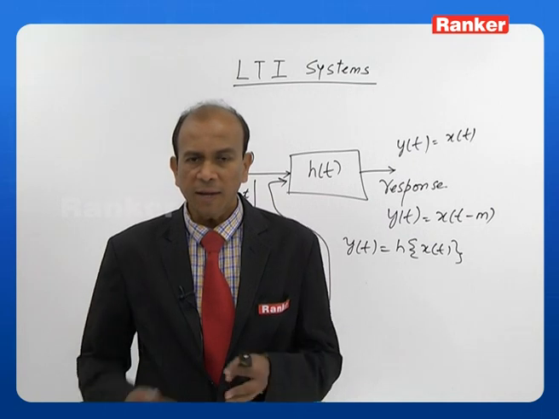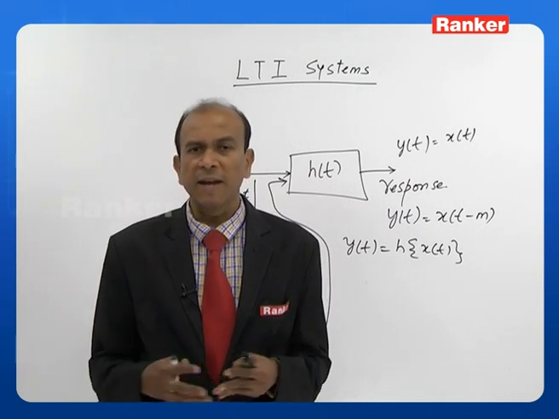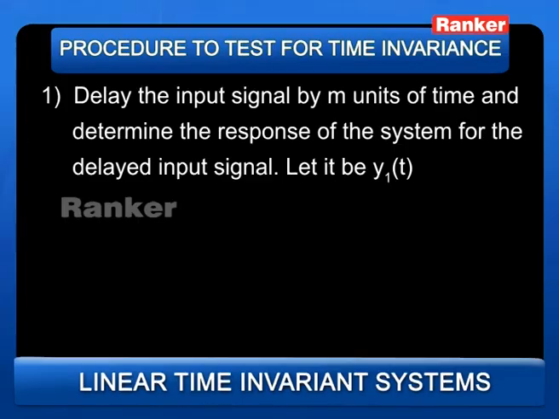So what is it we are doing? Taking the input signal, we are delaying it by m units. Then we are finding out the response of that input which is delayed. Then we will get a response, let us call it y1 of t. That is the first step we have to do.